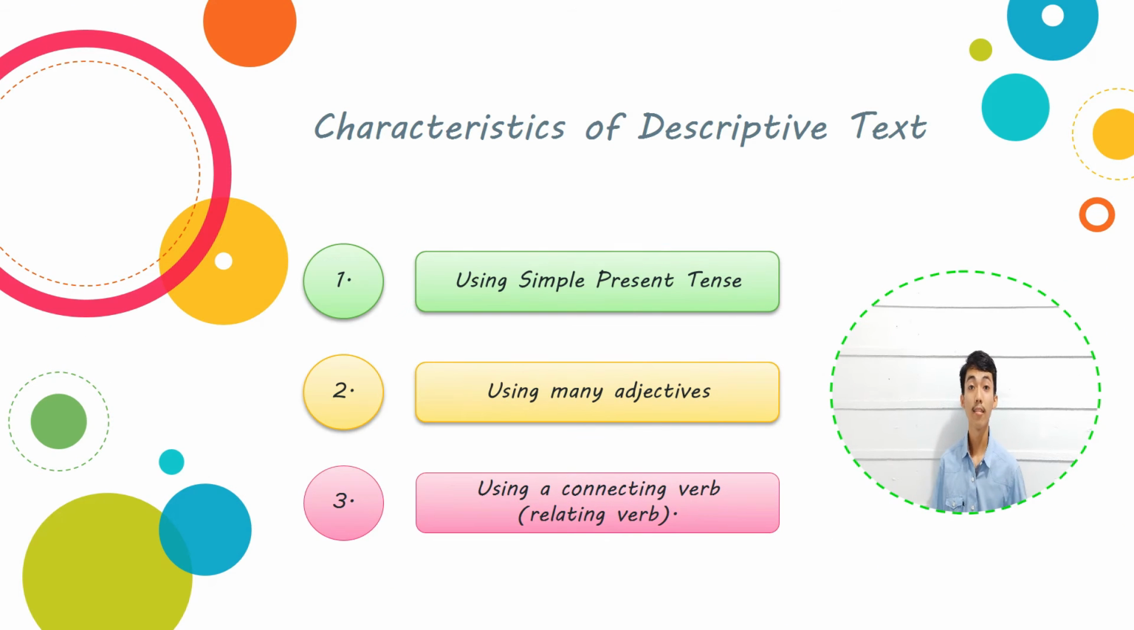The third characteristic is using a connecting verb or relating verb. So, a relating verb is a verb that gives an explanation to the noun that is the subject of the sentence. For example, is, have, sing, appear, and other verbs.